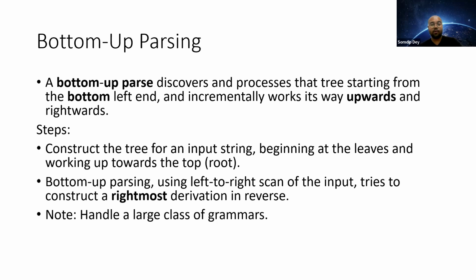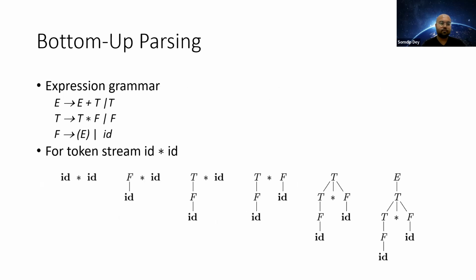Now, this is the theory behind performing bottom-up parsing, but shortly we will also see with an example how you can actually achieve this. So let's take this example where you have a grammar for an expression analyzer, right? The production rules are: E produces E plus T or T, and T produces T star F or F, and F produces E within brackets or ID, right?